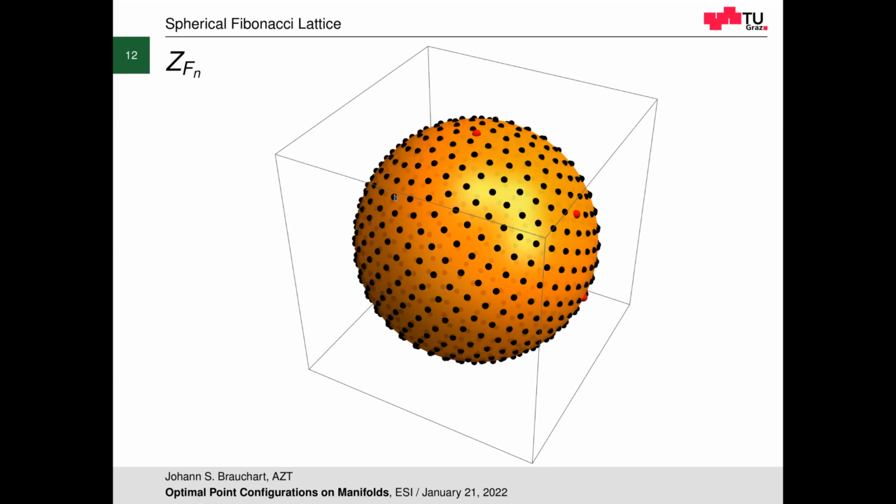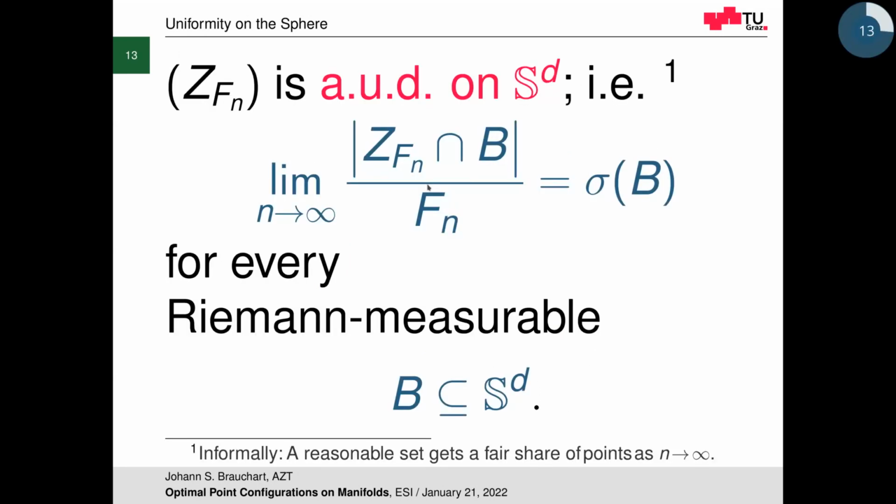Okay, so we know, of course, for a long time that those points are asymptotically uniformly distributed, or the sequence of point sets is asymptotically uniformly distributed on the unit sphere. In this case, I gave the more general definition, and that means that the ratio of the number of points lying in a Riemann measurable set divided by the number of points will approximate the area or the volume of the Riemann measurable set. And, well, that's the definition.